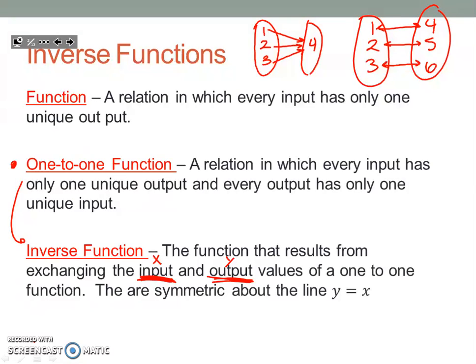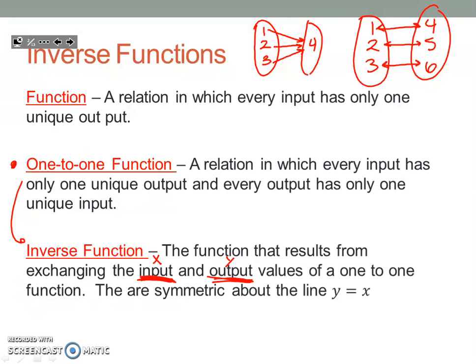So probably the most important thing that you will get from this lesson today is, to find an inverse function, you have to switch your x and y. I'm going to say that again because this is the most important thing you can get from today's lesson: to find your inverse function, you need to switch your x and y.